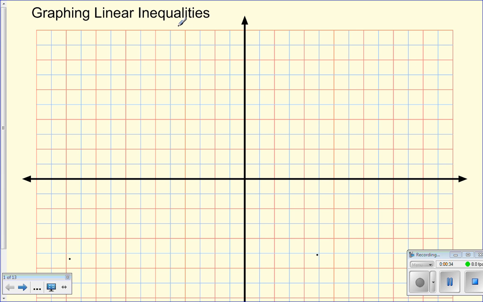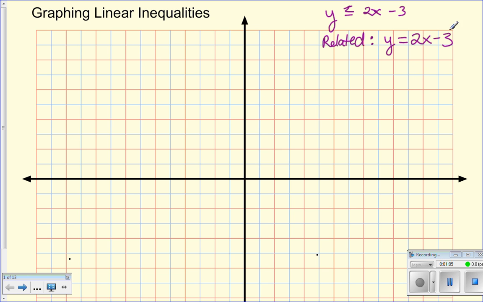So let's start with a very simple inequality. If we want to graph y is less than or equal to 2x minus 3, we're going to graph the related function. Instead of less than or equal to, pretend there's an equal sign there. So the function we want to graph is y equals 2x minus 3.